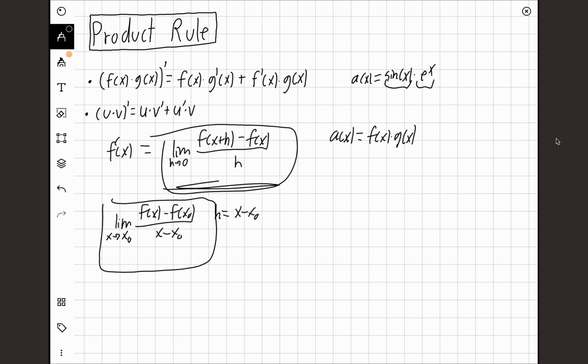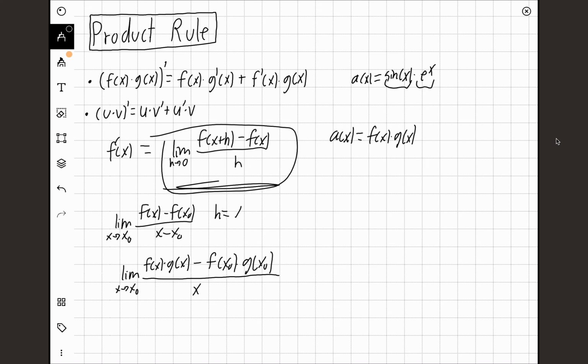So when we're trying to find our derivative, we're going to have to take the limit as x goes to x0 of the product of our function. So it's going to be f of x times g of x minus f of x0 times g of x0, and then of course over x minus x0. This is the limit that we're trying to find. This will be our derivative, for example, this will be our derivative a of x at the point x0.